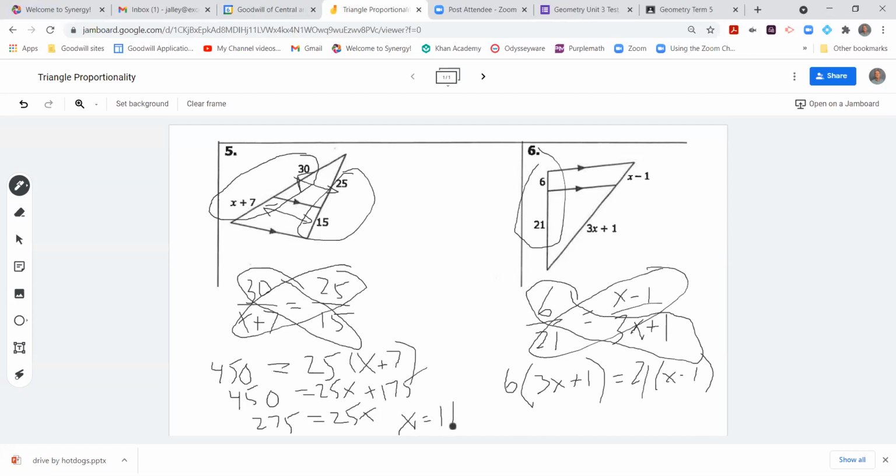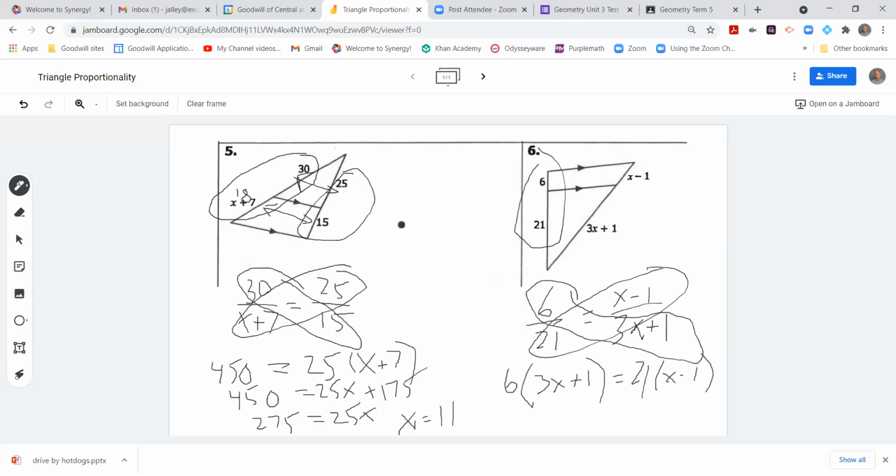And that's what you're going to have to do to be able to solve these problems for x. Because we're not talking about angle measures on any of these. It's all side lengths and dimensions. So when x equals 11 on this problem number 5, that replaces x plus 7. So this proportionate side now we know is 18. 30 is to 18 as 25 is to 15. So once you plug that number back in and actually know that that equals 18, now you've got 2 ratios that are equivalent.